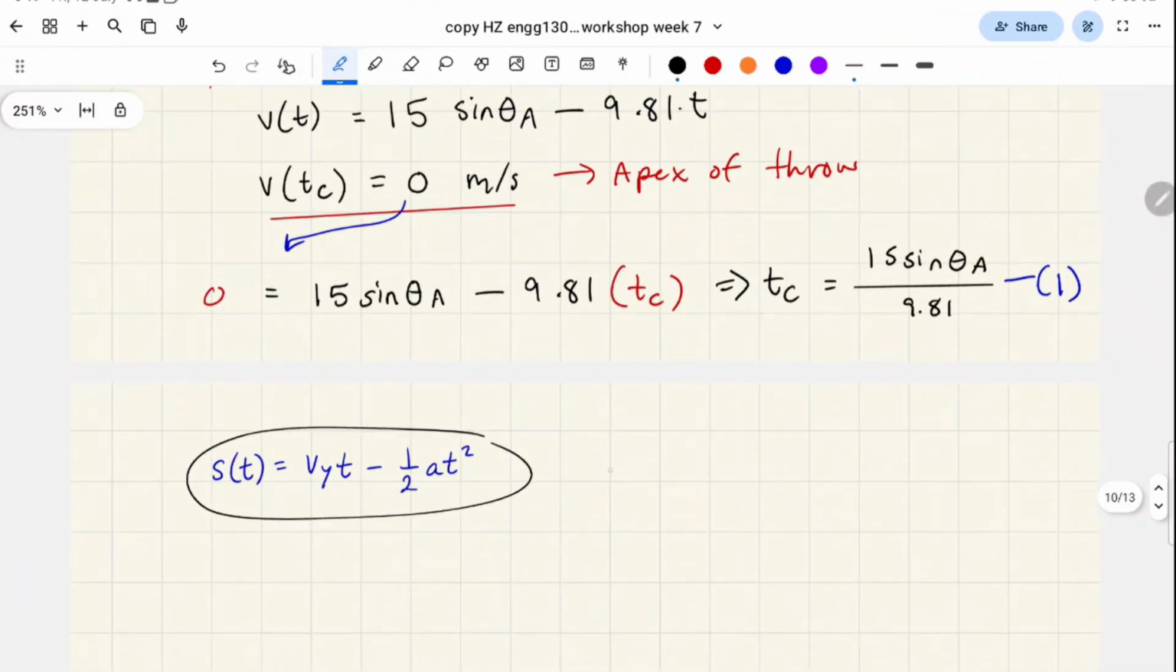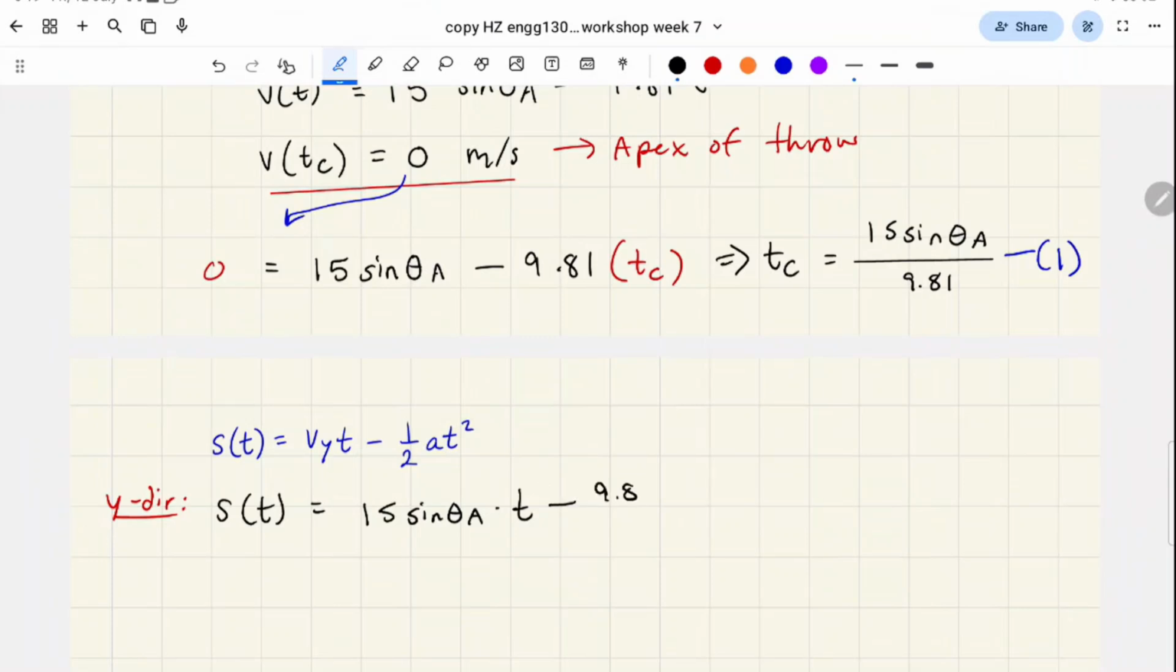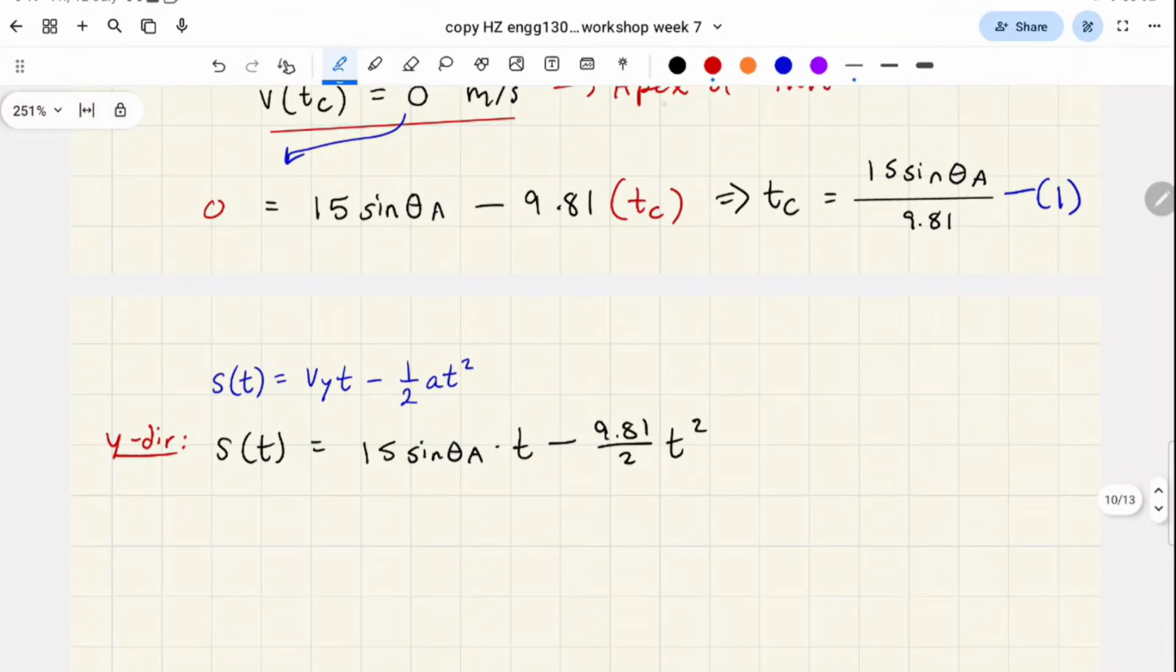Here's basically what I've written in the formula sheet from earlier, if you want to just plug it into here. So this is the displacement in the y direction. That's 15 sine theta_A multiplied by t minus 9.81 over 2 t squared. Yep, so Brad, you were right. That's where the t from earlier was.